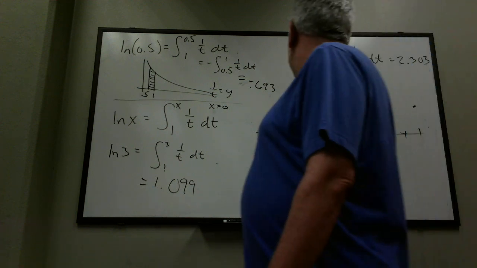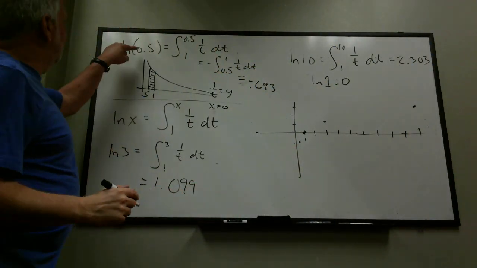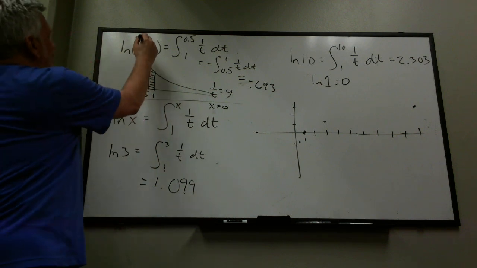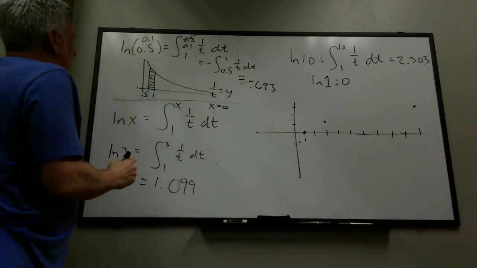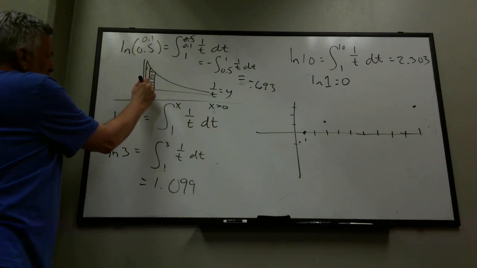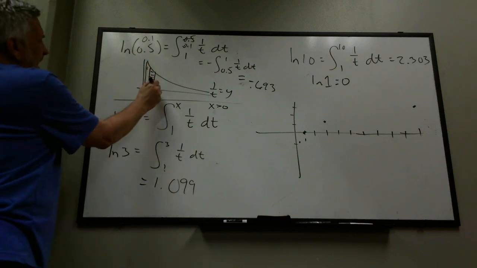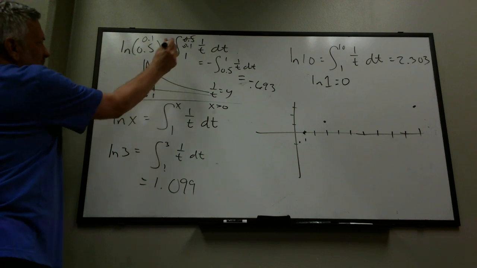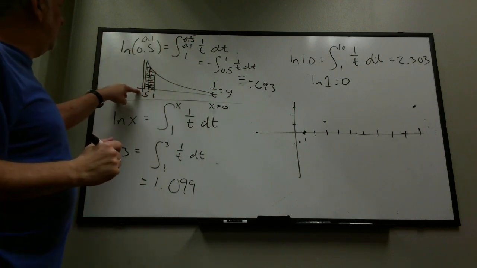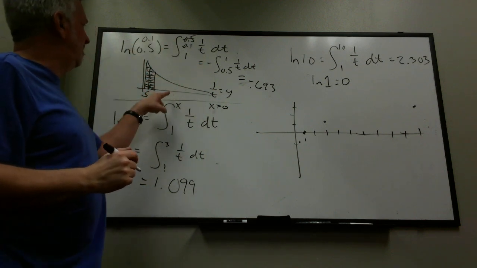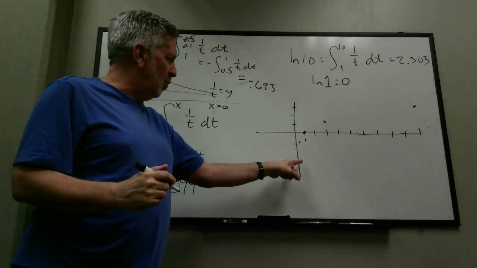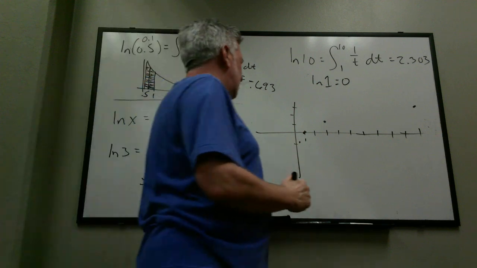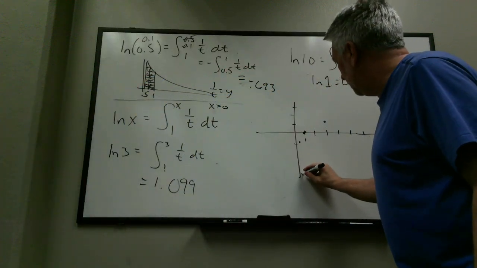Now what's going to happen here between 0 and 1? Suppose I change this 0.5 to 0.1. Now I'm going to be here at 0.1, so the area is bigger than it was when I did the 0.5, but notice the answer is going to be negative again, so it's going to be more negative. So the closer I get to 0, the more negative the area is going to be. So you actually wind up with a vertical asymptote here.